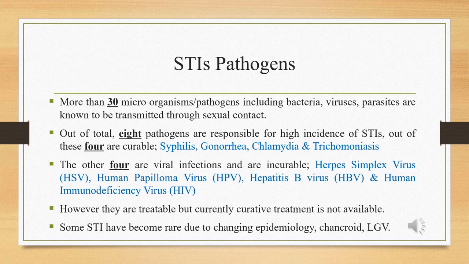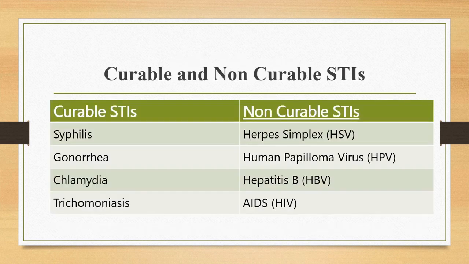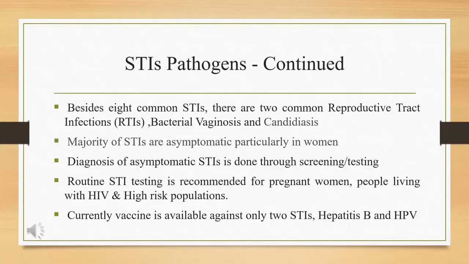Some old STIs, such as chancroid and lymphogranuloma venereum, which used to be common, have almost disappeared due to changing epidemiology. New emerging pathogens are frequently diagnosed, such as Mycoplasma genitalium, which causes non-gonococcal, non-chlamydial urethritis in men, and cervicitis in women, and rectal infection in men and women. Besides 8 common STIs, there are 2 common reproductive tract infections: bacterial vaginosis and candidiasis. Majority of STIs are asymptomatic, particularly in women.